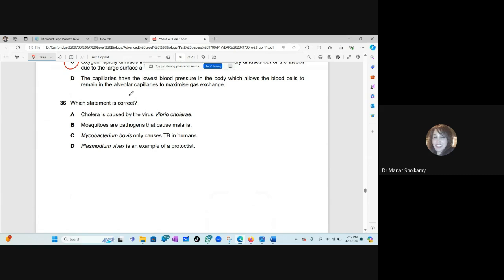36. Which statement is correct? Cholera is caused by the virus Vibrio cholera. Is this right? No. B, mosquitoes are pathogens that cause malaria? No, it's the Plasmodium. Mycobacterium bovis only cause TB in humans? No. Plasmodium vivax is an example of a protoctist?